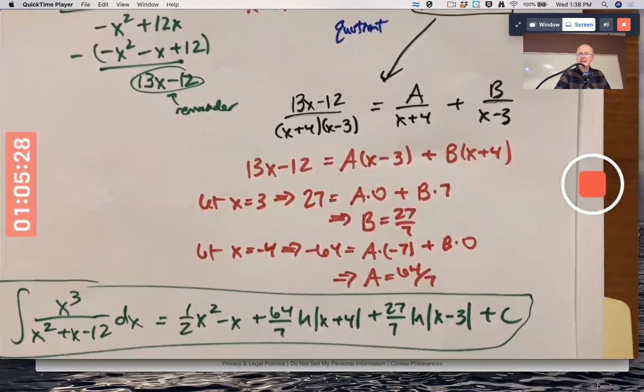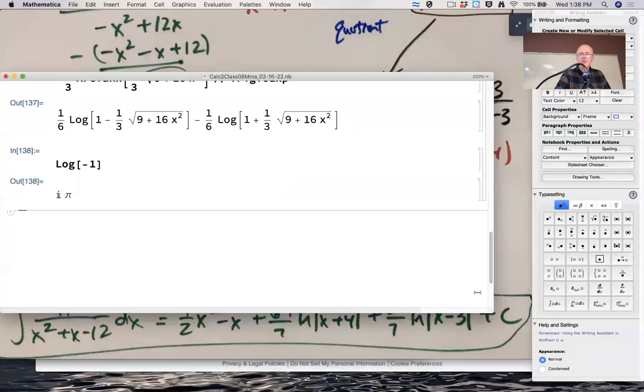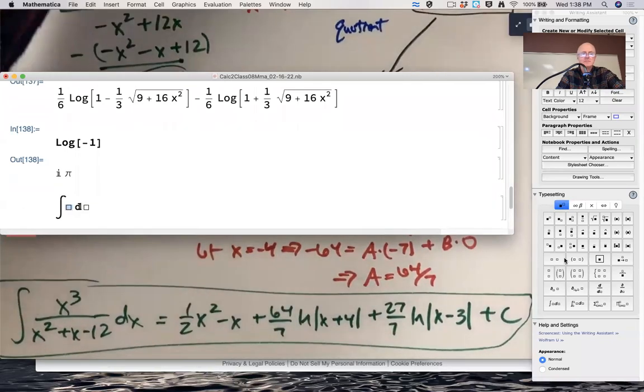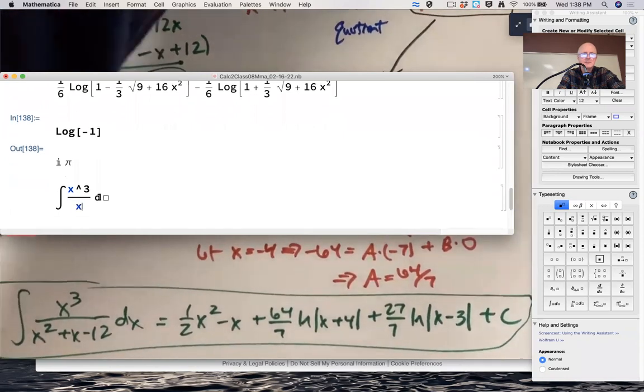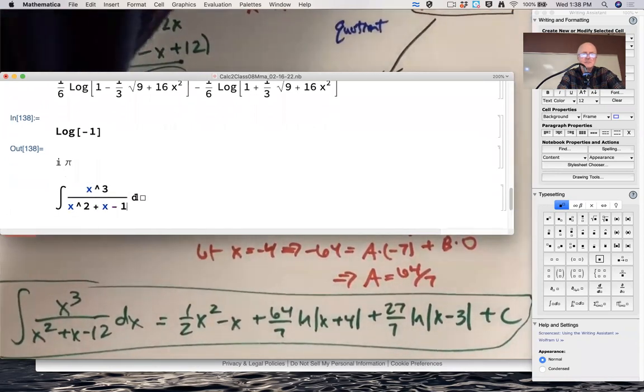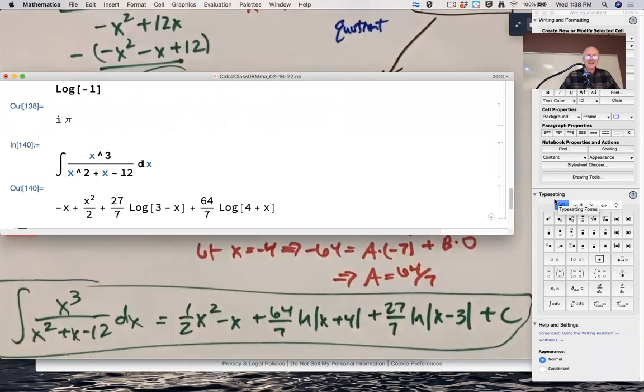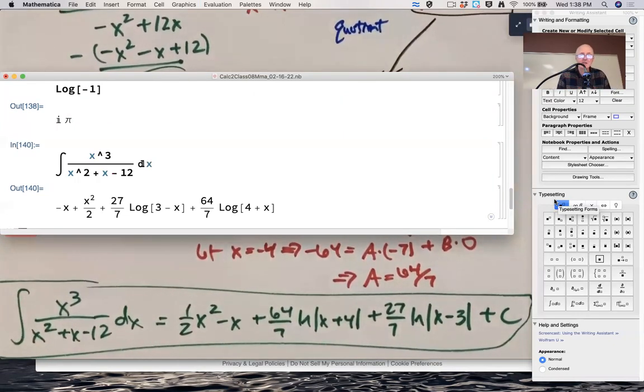Check it quick with Mathematica. Remember, LOG in Mathematica is actually natural log. And it looks like we got the right answer. You don't forget the plus c, though.